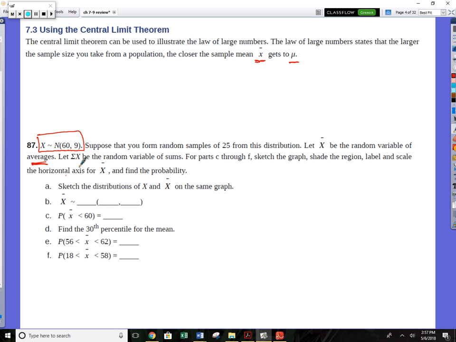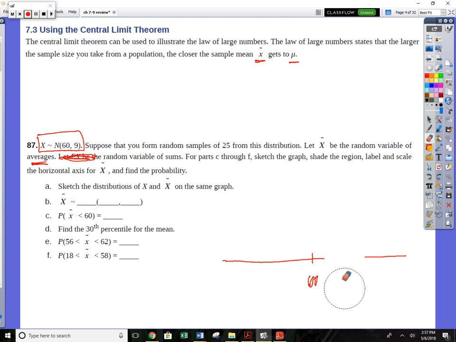So we're taking averages. This is capital sigma. This is sum. We didn't do any sums, and they're not going to test you on sums, so don't worry about that. So for part C through F, sketch the graph, shade the region, label, and scale. Okay, here we go. So they kind of walk you through it. So A, sketch the distributions of x and x bar on the same graph. Okay, so x is this. X is 60. And the standard deviation, I probably should give myself some more space. Standard deviation is 9.